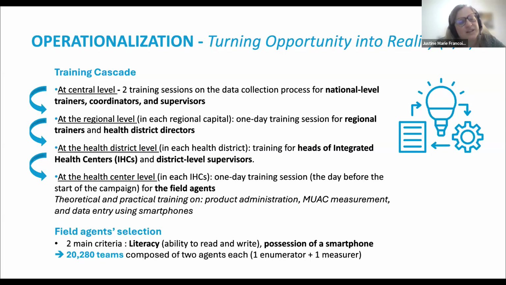And also the field agents were selected on two main criteria, so literacy and also if they have a smartphone. And also here to highlight that there was a huge number of teams, because it was more than 20,000 teams composed of two agents that I said before. Next, please.